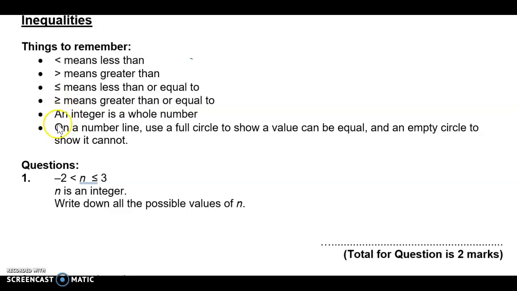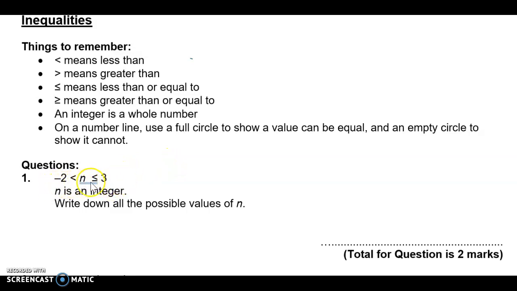An integer is a whole number, no decimal, no fractional part. And if you see a line with a full circle which is empty, then that means it's a less than or greater than, but if it's filled in, it means it's a less than or equal to, or greater than or equal to.